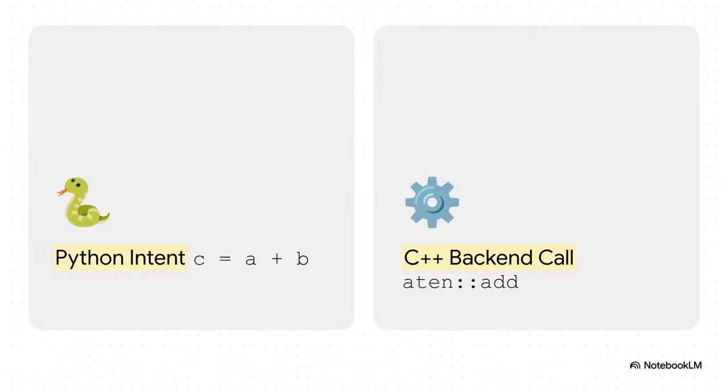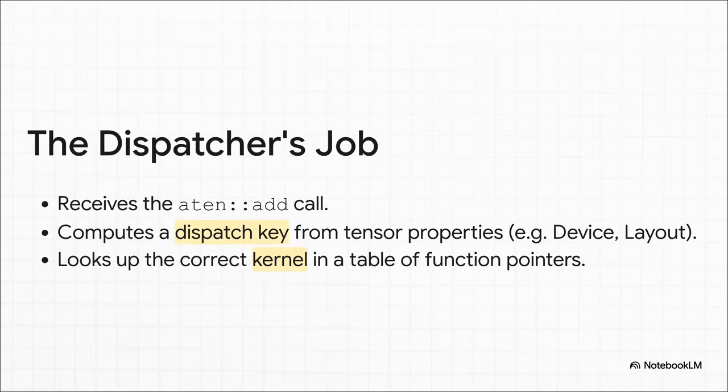So what does our simple A plus B look like in this C++ world? It gets translated into a very specific function called @add. By the way, @ is just the name of the core C++ library that handles all these basic tensor operations. Now, the dispatcher, our routing brain, takes over. It has a checklist. First, it gets the @add command. Second, it looks at our tensors and asks a bunch of questions. Are they on the CPU or GPU? What's their data type? Do we need to track gradients for them? It bundles all these answers into a unique ID, a dispatch key. And third, it uses that key to look up the perfect pre-compiled kernel in its big table of functions.